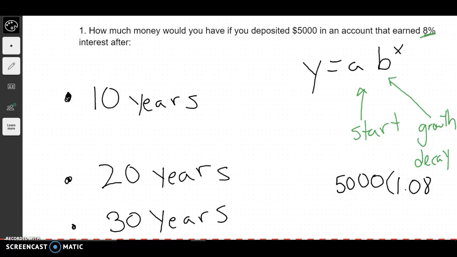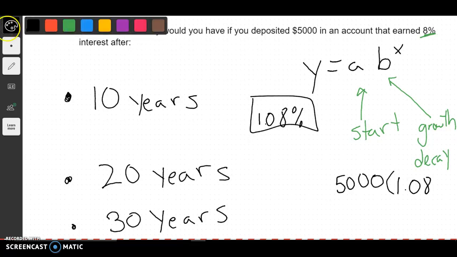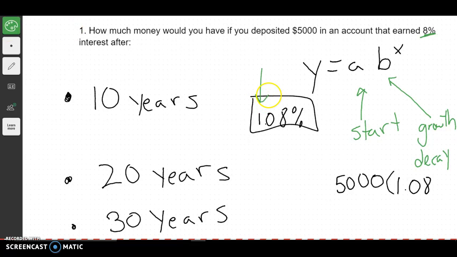So when they say an 8% increase, they mean we get 108%. So that's how much money that we get. Because the 1 stands for our original amount, and the 8% stands for our new amount. So we have 108%. And then we just have to figure it out for that many years. So this is our equation, and we're just going to fill it in.